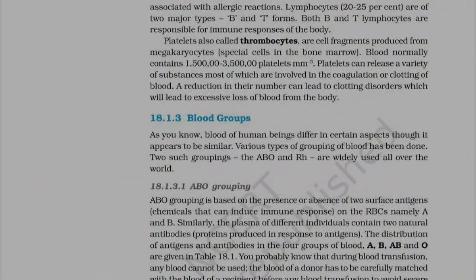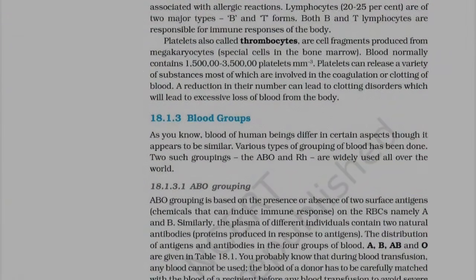18.1.3 Blood Groups. As you know, blood of human beings differ in certain aspects, though it appears to be similar. Various types of grouping of blood has been done. Two such groupings, the A, B, O, and Rh, are widely used all over the world. A, B, O grouping.